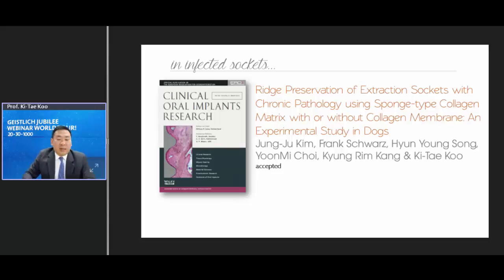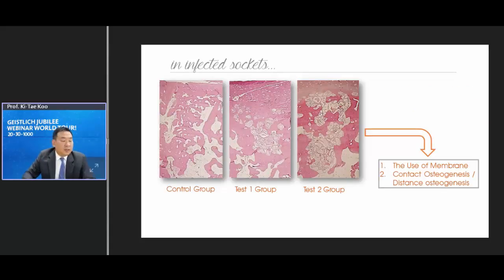Basically what we did in beagle dogs was that in one group, we used BioOs collagen alone, and in the other group we used BioOs collagen plus BioGuide, the collagen membrane. We made an experimental study in dogs comparing the groups, and just because of the time limit, to briefly tell you the answer, the BioOs collagen and collagen membrane group showed the best results regarding mineral content, so mineral density of bone, and also there was less collagen and fibrous tissue in test group 2, which is BioOs collagen and collagen membrane.